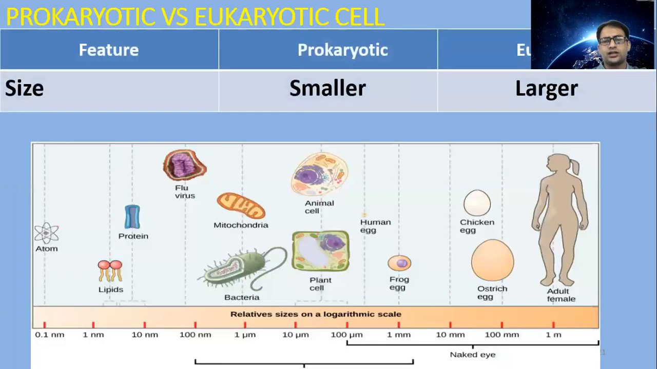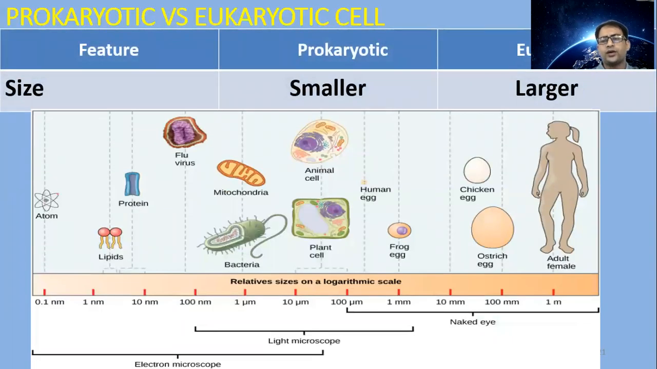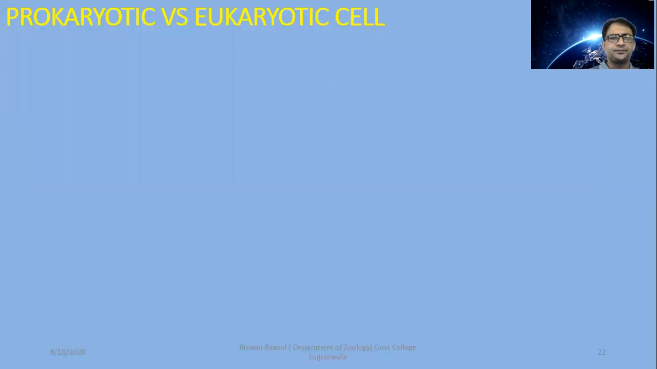Size of prokaryotic cells is usually smaller, while eukaryotic cells as a whole are generally larger. As you can see in this diagram, mitochondria, which is an organelle of a eukaryotic cell, is the size of a bacterium, which is an independent cell. So eukaryotic cells are usually larger, whereas prokaryotic cells are smaller.